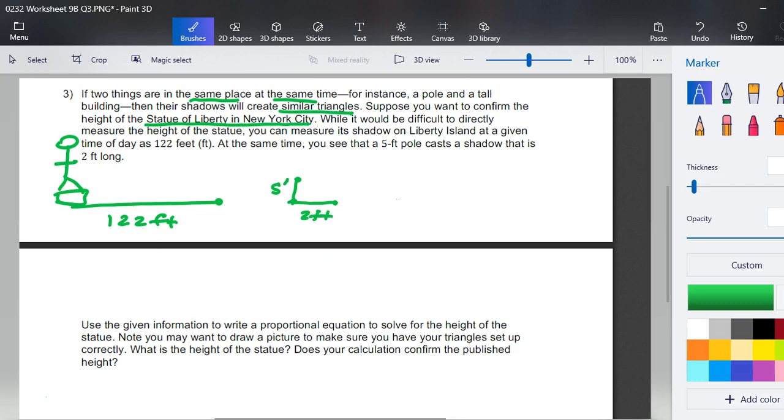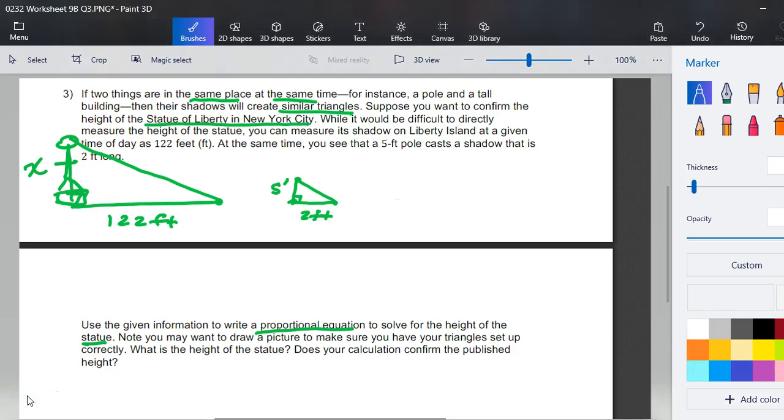And so looking at these 2 drawings, they're really right triangles, and they'll be proportional. Having said that, at the same time, that is 2 feet long. Use the given information to write a proportional equation to solve for the height of the statue. So just like we were doing earlier, we want to know the height of the statue. We just need to be consistent with whatever mathematics we're doing on our proportionality.